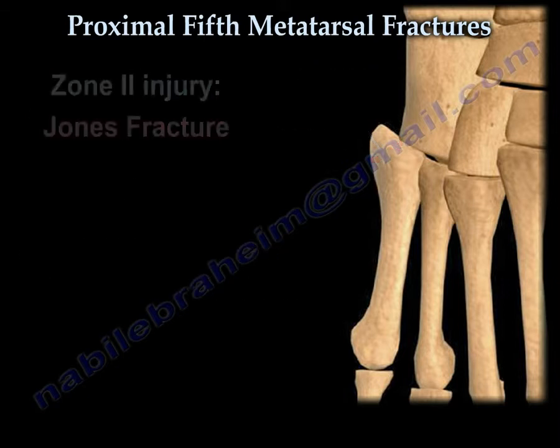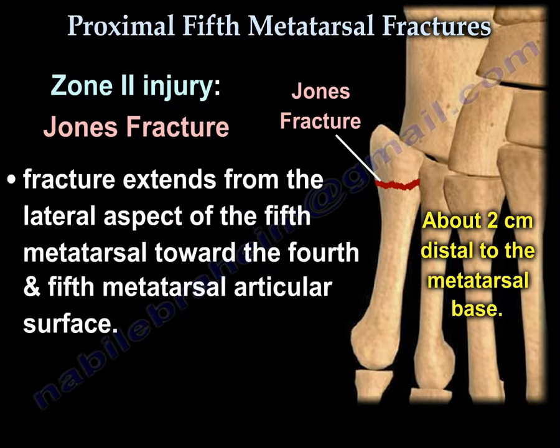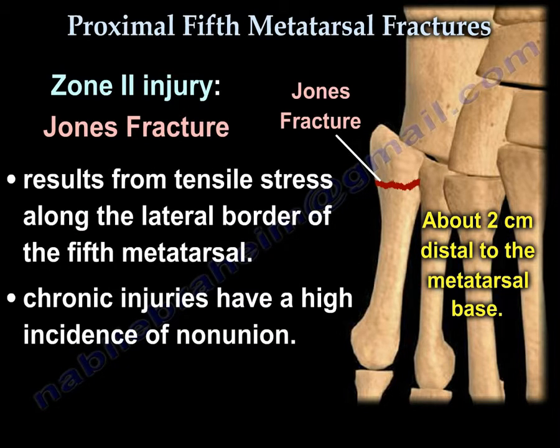A Zone 2 injury is a Jones fracture. It has a relative incidence of 4%. It occurs in an area of limited blood supply. It occurs at the proximal metaphyseal diaphyseal junction. The fracture extends from the lateral aspect of the fifth metatarsal toward the fourth and fifth metatarsal articular surface. It results from tensile stress along the lateral border of the fifth metatarsal.